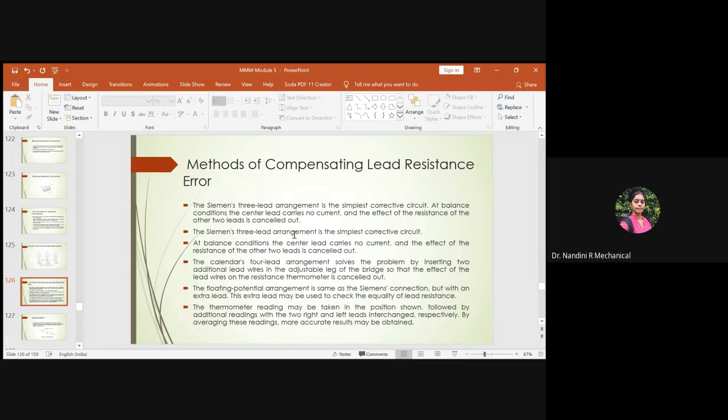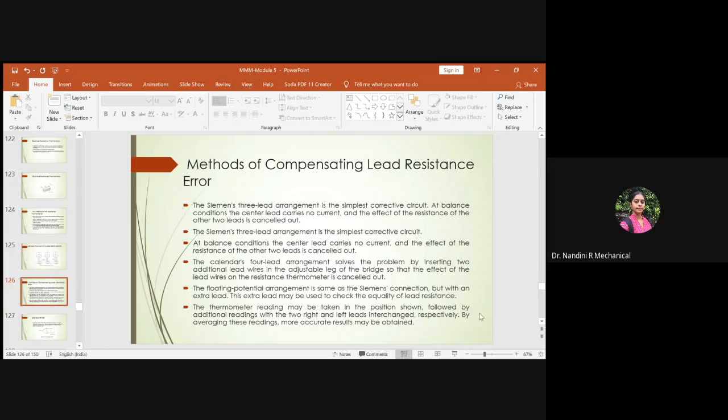So this is the simplest and most common way of correcting the circuit for the lead resistance error. At balance conditions, the center lead carries no current, as I told you, and as a result the effect of the resistance of the other two leads is cancelled out. This is also done. Callendar's four lead arrangement solves the problem by inserting two additional lead wires.